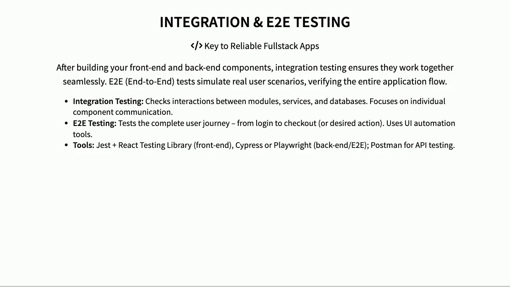Then we move on to end-to-end (E2E) tests, which are like simulating a user going through their entire workflow from starting a session all the way through to completing an action. Tools like Cypress and Playwright can really help you automate these real-world scenarios. Don't forget about API testing with tools like Postman too.